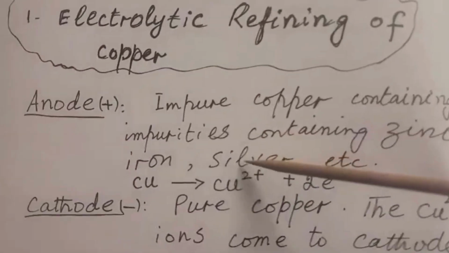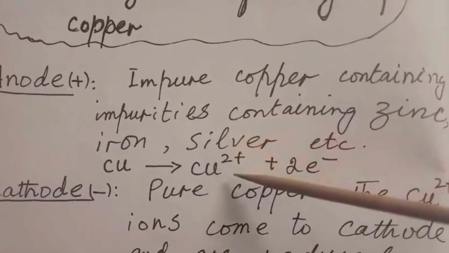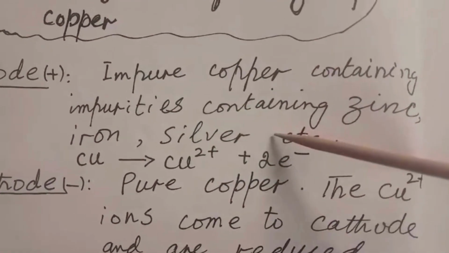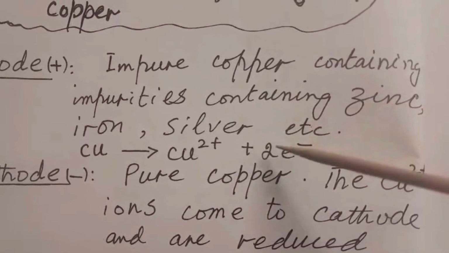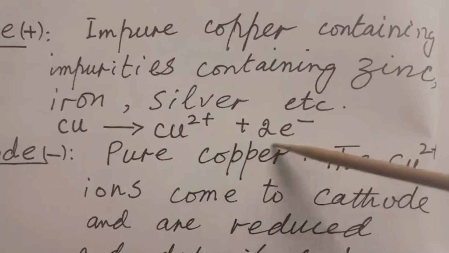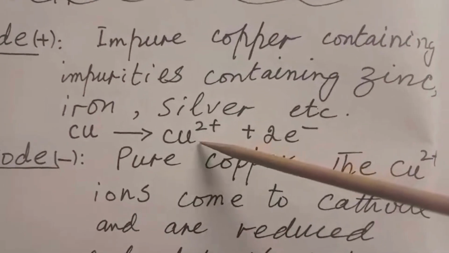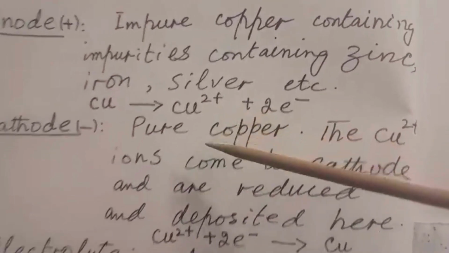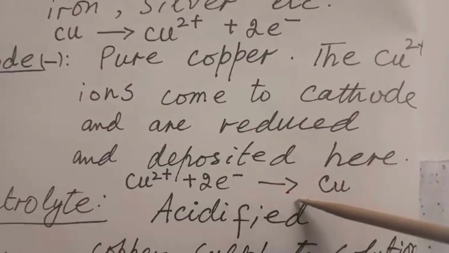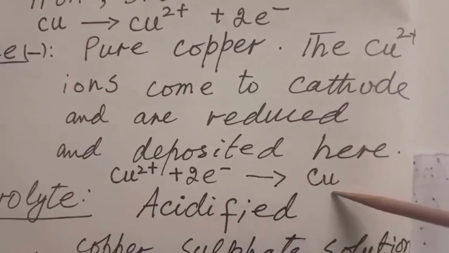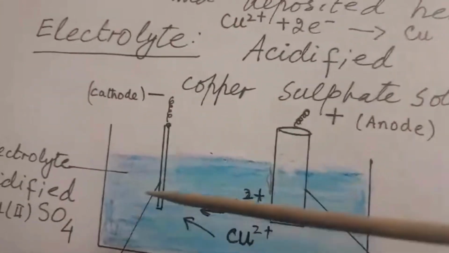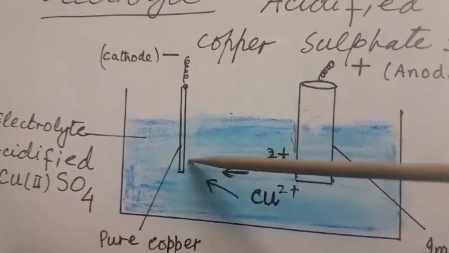These are the reactions taking place at anode and cathode. At anode, where the impure copper is, there are impurities like zinc, iron, silver. The copper gets oxidized by losing 2 electrons. It forms the copper ion, Cu2+. And at cathode, the copper ions get reduced by gaining 2 electrons. It will form the neutral copper, and this neutral copper will get deposited on the pure copper.